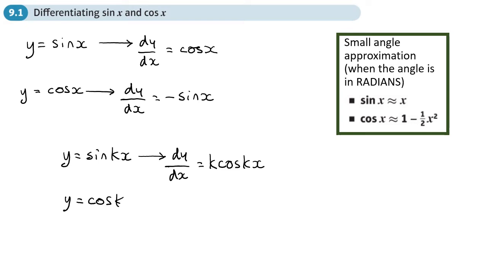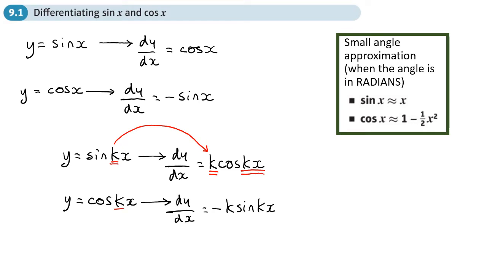But if we had y equals cos kx, then dy dx in this case would be negative k sine kx. So do you notice that the number that's here appears at the front there, and this kx part doesn't change? It's the same with the bottom one. The k appears at the front there, but this kx part doesn't change.